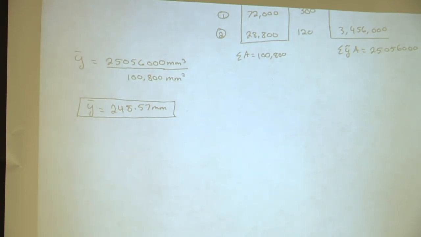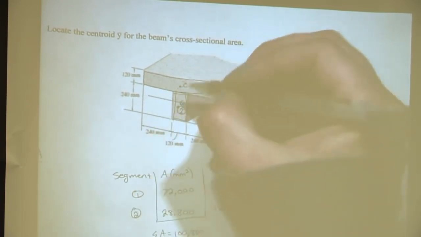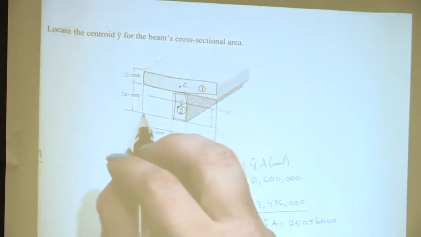Quick question. Can you go over why x bar is 0? X bar is 0. Okay. Why is it 0? Okay, so we have our y-axis through here. So here's our x-axis.